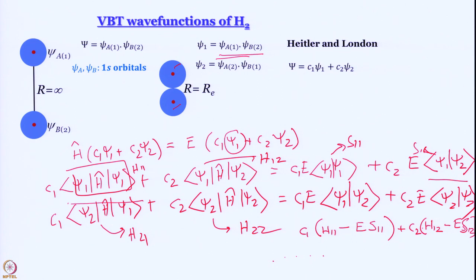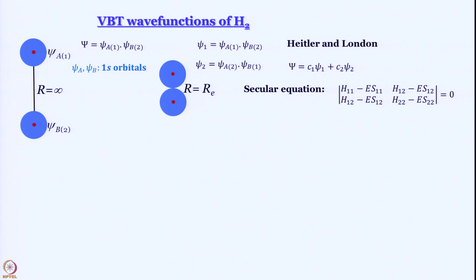So, now let me show you that secular determinant. Here is the secular equation. You remember what we had written a little while ago. We got this H11 minus E S11 as a coefficient of c1, H12 minus E S12 as coefficient of c2 in the first equation. In the second one, this was the coefficient of c1, this was the coefficient of c2. So, of course, this is your secular equation. Now, we have to evaluate these integrals one by one.